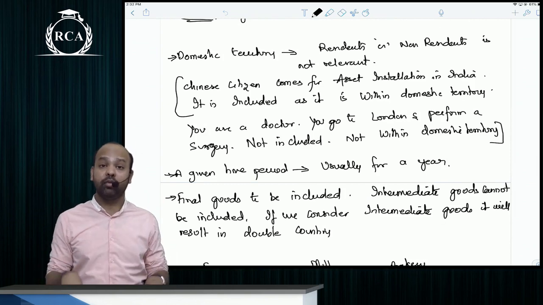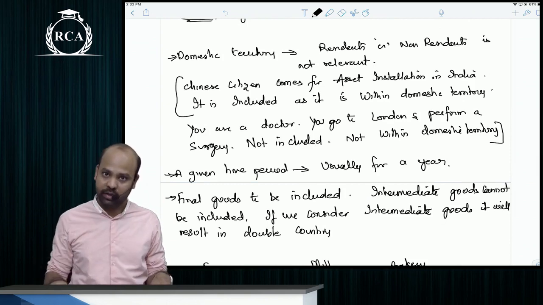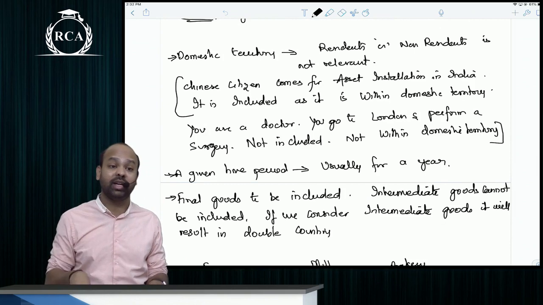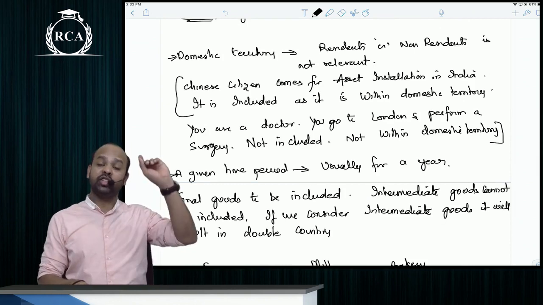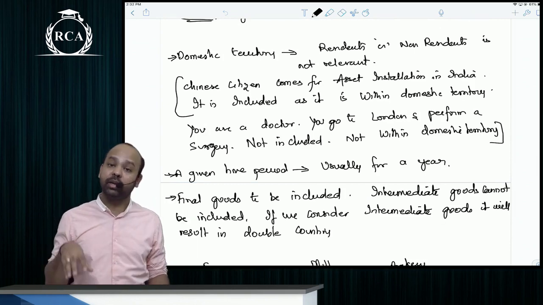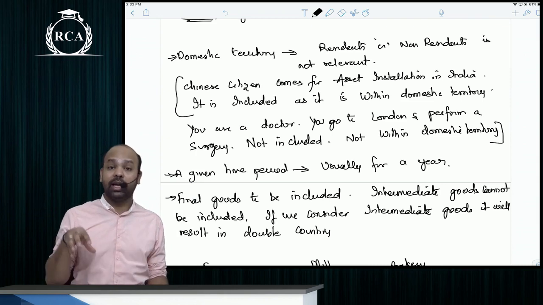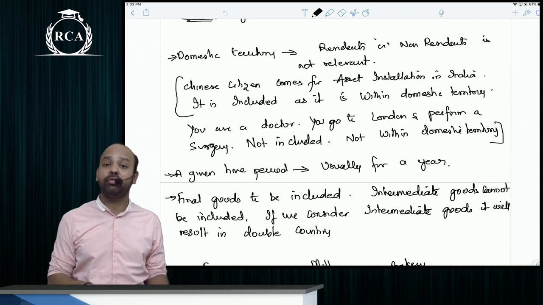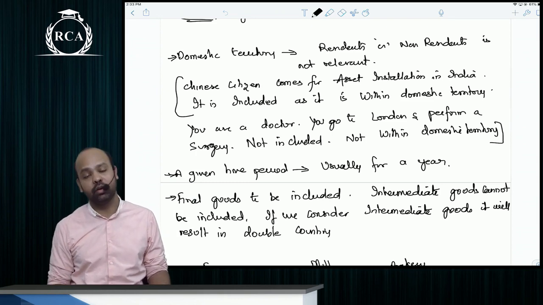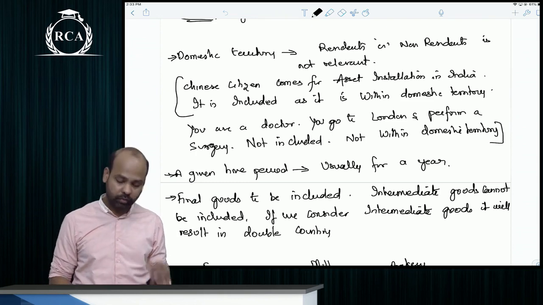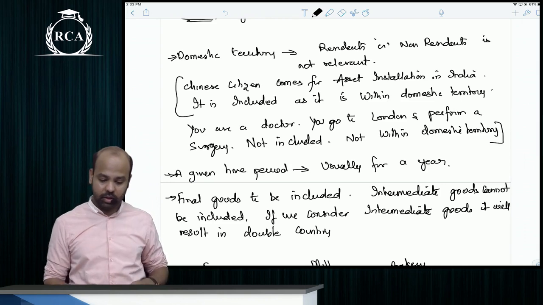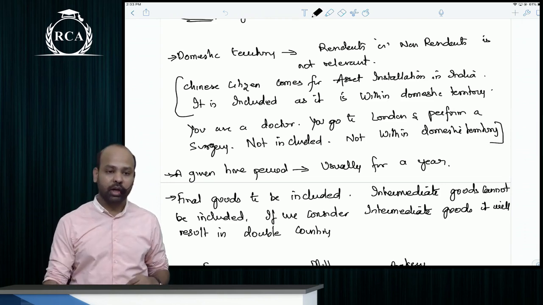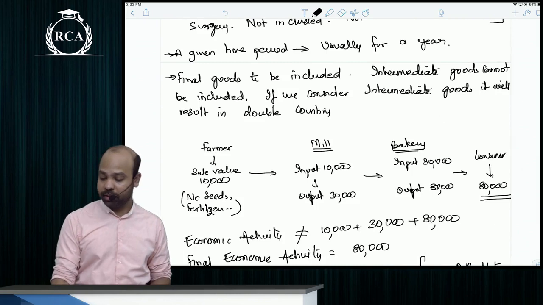It does not matter which country's normal resident you are, as long as it is happening within the domestic territory of India. If a Chinese surgeon comes to India and performs a surgery in India, that is the gross domestic product of India. It is within the domestic territory of India. Understood sir? Understood. So guys, the given time period is important, usually a year.